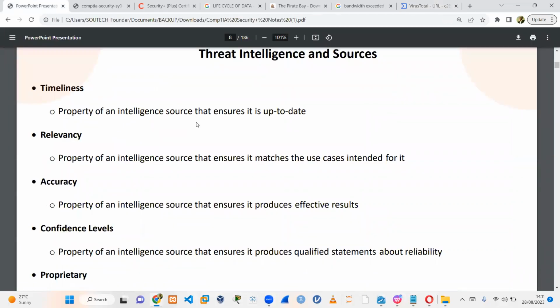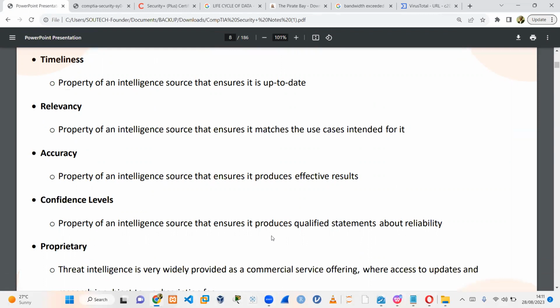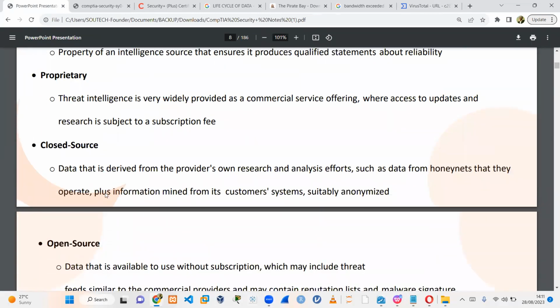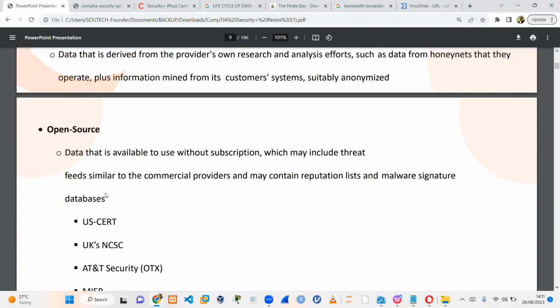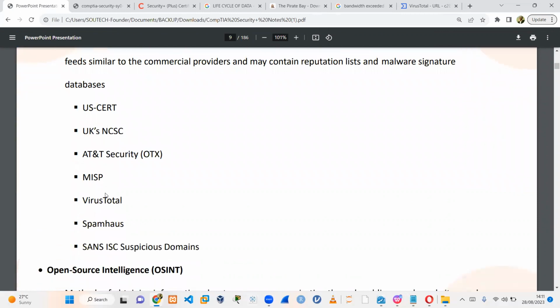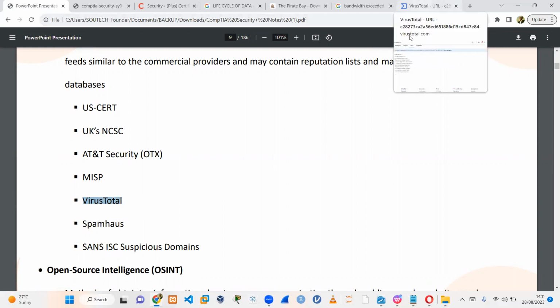So in terms of intelligence, timeliness is very important. Relevance, right? Accuracy, confidence level, right? Then proprietary, so who owns it? Is it free? Is it paid? Then of course closed source, as in where is it coming from? Or is it open source? Is it going to be free? Is it going to be paid for? Then you have several databases. You have US-CERT, you have UK NCSC, you have AT&T Security, you have MISP. VirusTotal is just the one I looked at right now, right?